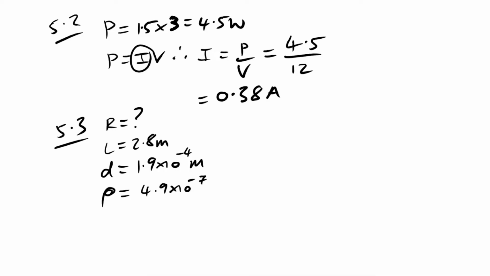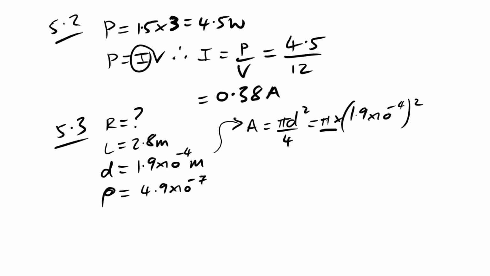We might as well calculate the area. We could do it all in one go, but it's a 3-mark question, so let's do it bit by bit so we can pick up some marks even if we get the final answer wrong. So area is equal to pi r squared or pi d squared over 4. That's pi times 1.9 times 10 to the minus 4 squared divided by 4. And that gives us 2.8 times 10 to the minus 8 meters squared.